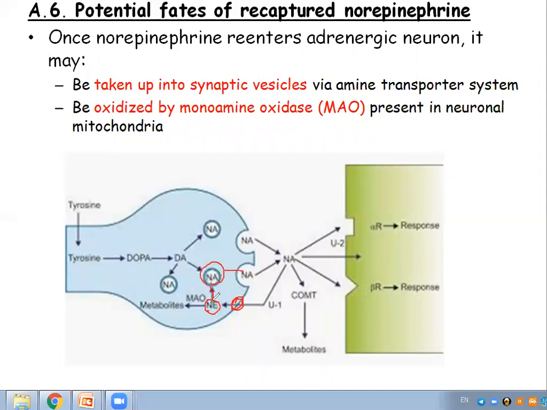The second fate of the norepinephrine, other than being stored inside a vesicle, is to be metabolized. This metabolization requires an enzyme called monoamine oxidase, which oxidizes the norepinephrine into metabolites that are later eliminated from the body by the urinary pathway. Note that monoamine oxidase is an enzyme present in the mitochondria, and therefore this oxidation happens inside the mitochondria.